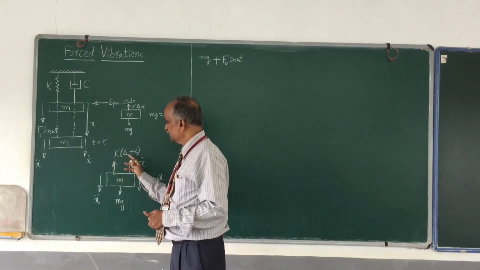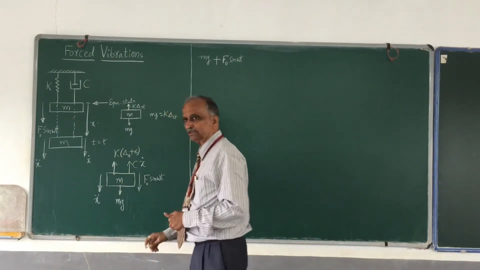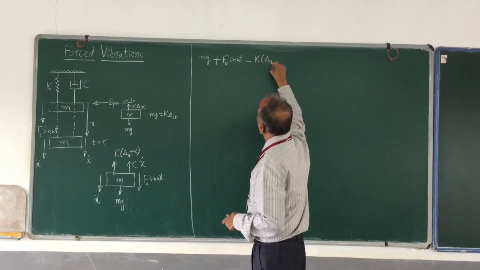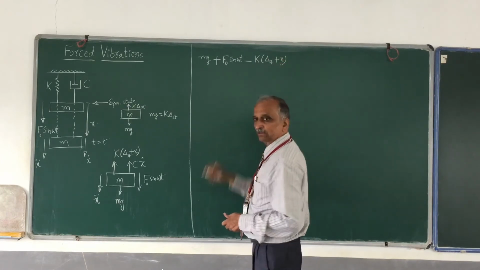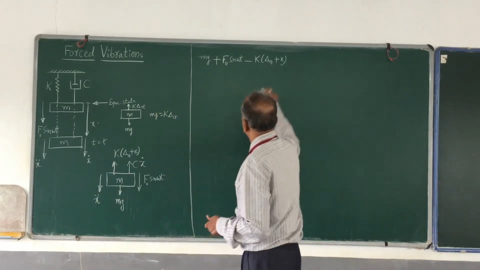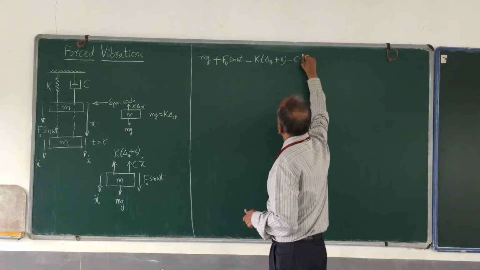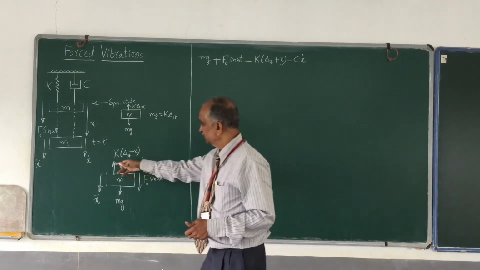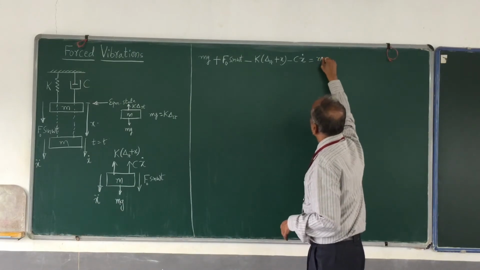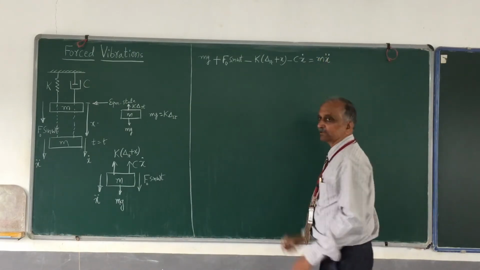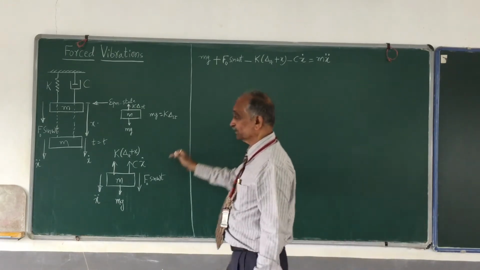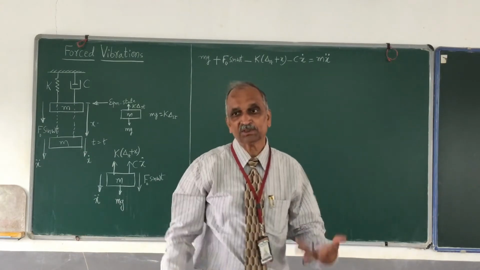Then further, k into delta st plus x is opposite to x double dot. Therefore, it is minus k into delta st plus x. Then I have c x dot, which is also opposite to x double dot. Therefore, I have one more force, c x dot. Any other force? All of them are taken, and the sum of all this is equal to m into x double dot. It is not equal to 0.